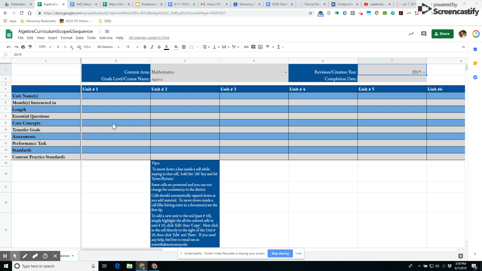Core concepts are the big ideas that we're looking for kids to take away. So essential questions and core concepts are really tightly connected to each other. You're thinking a little bit more broadly than the actual specific standards. You'll see down below here, there's a spot to list the specific standards. Here on this document, we'll just use a coding system.